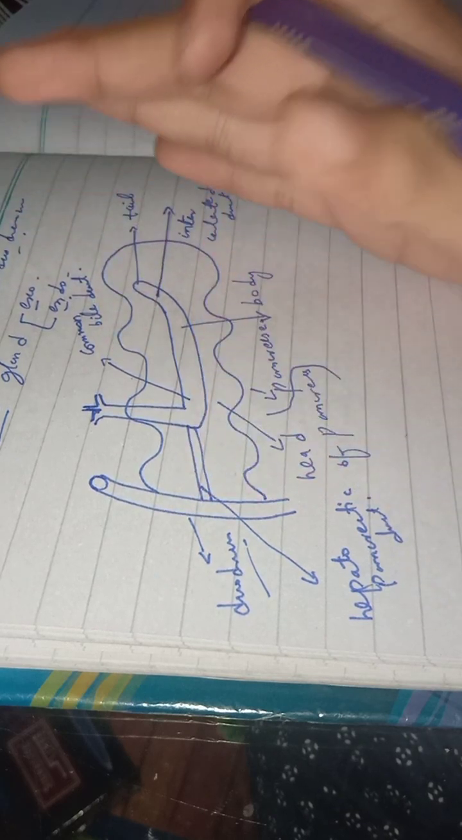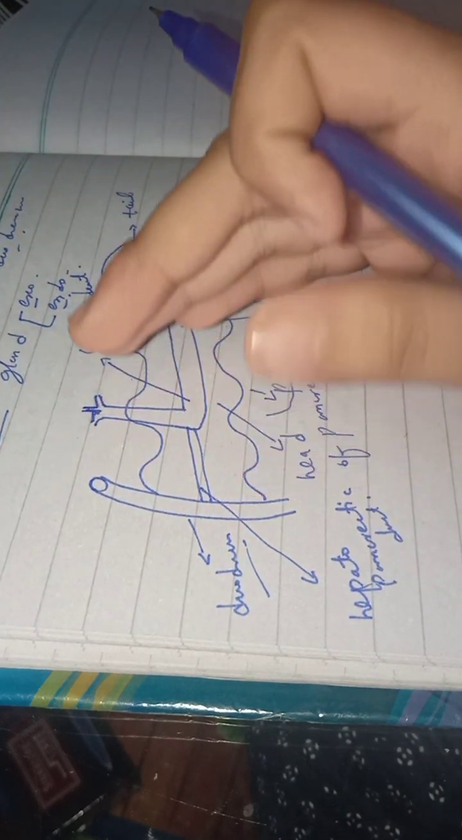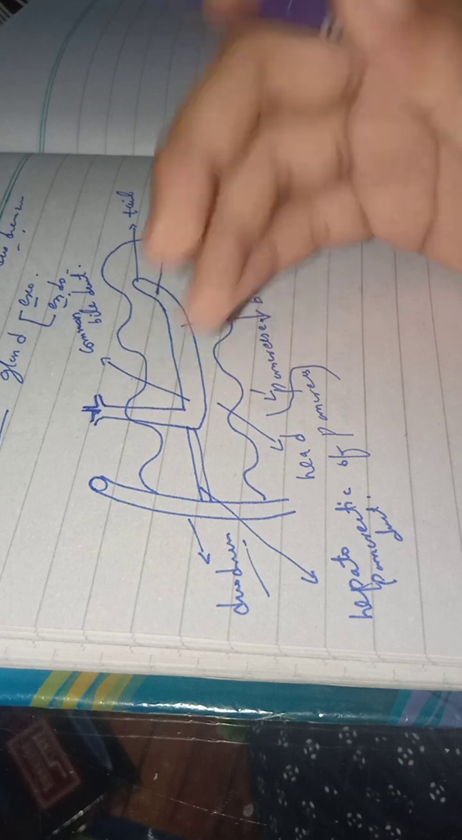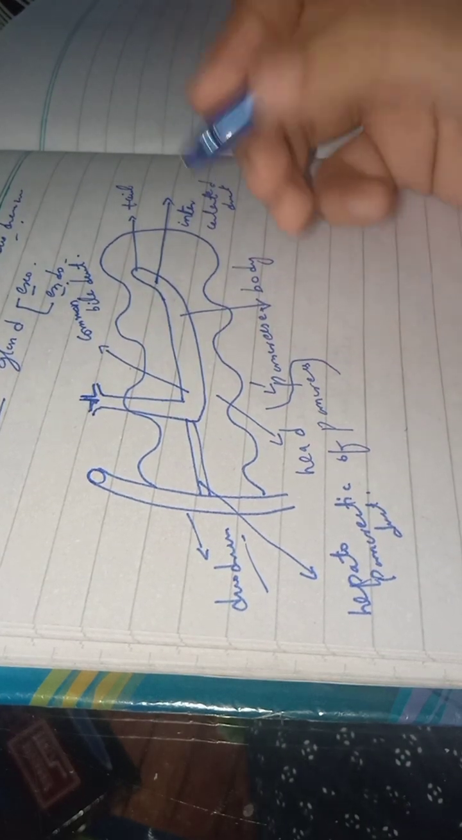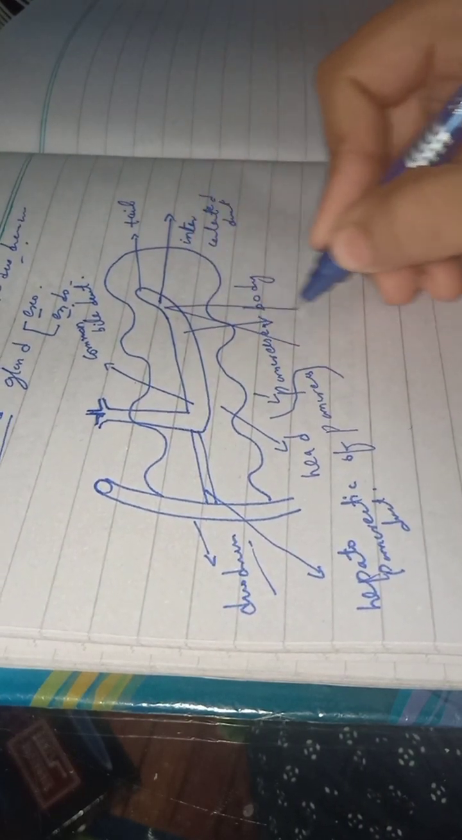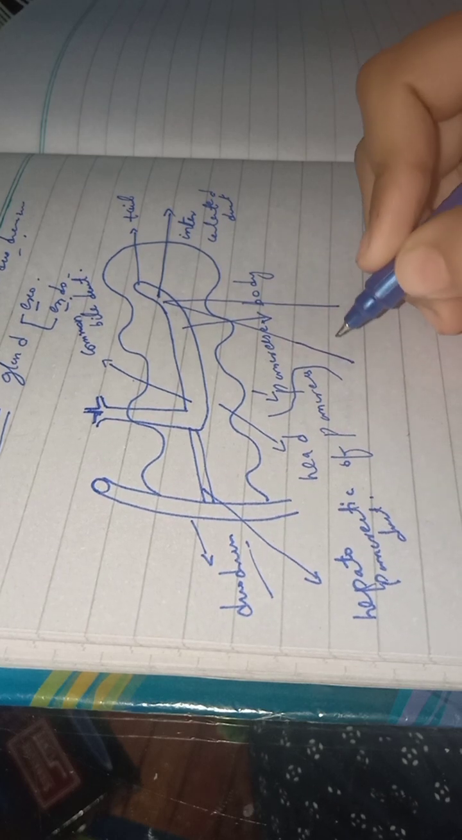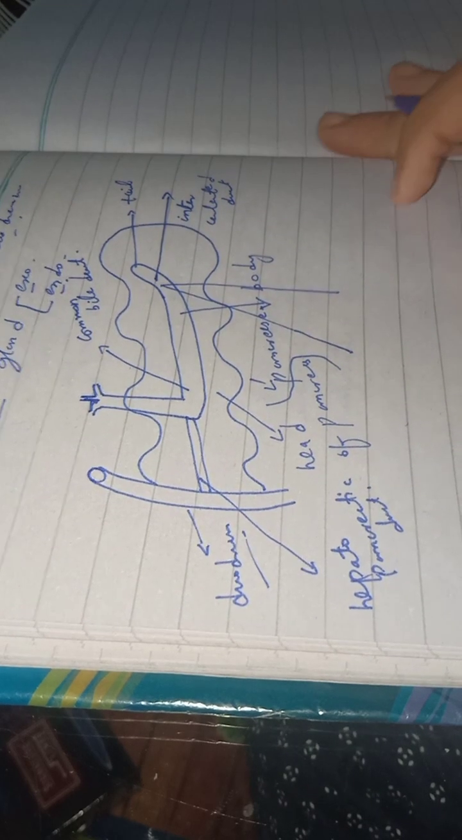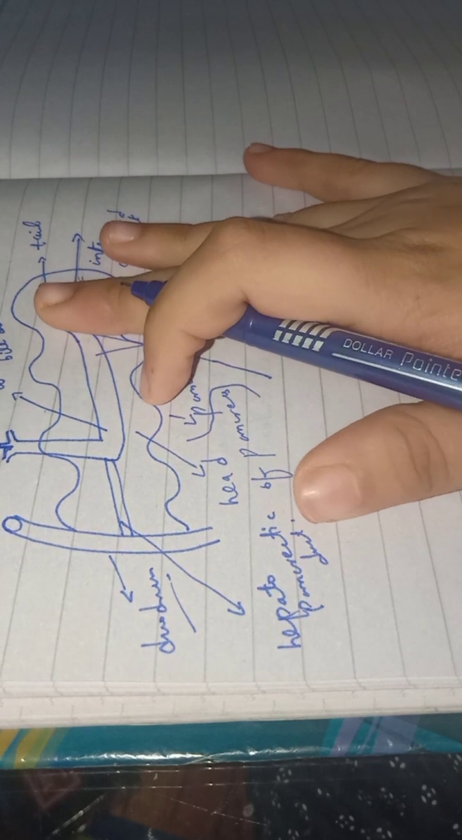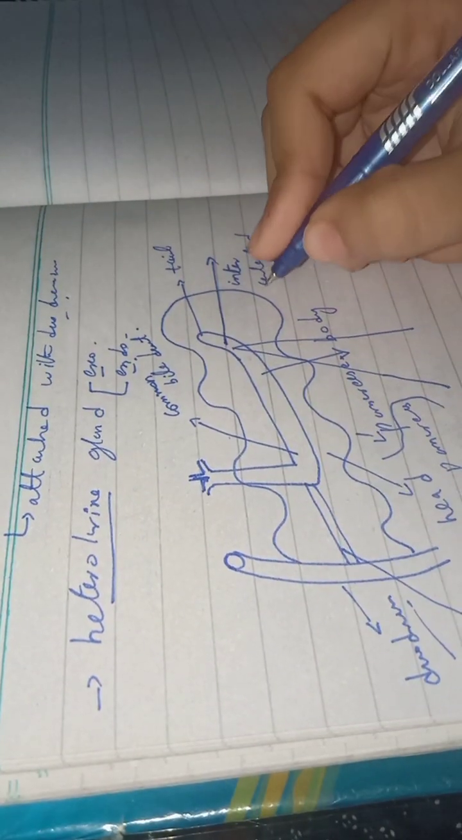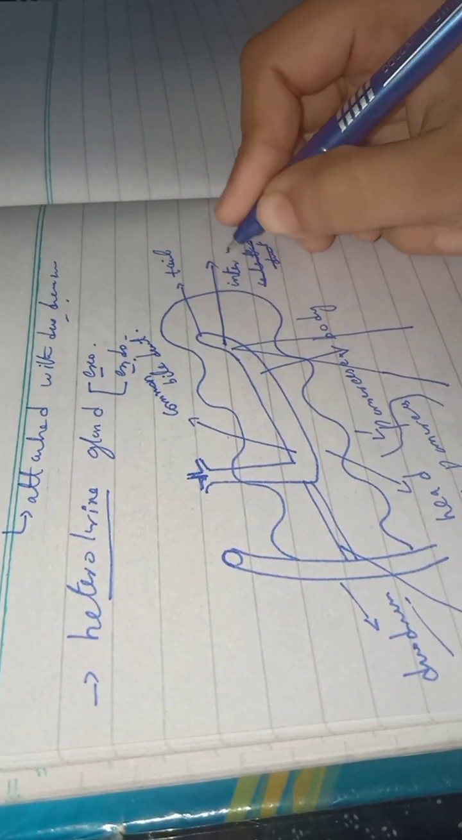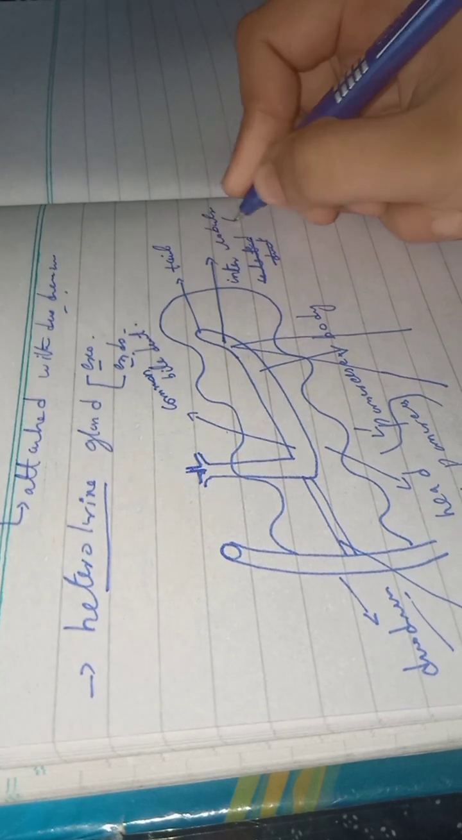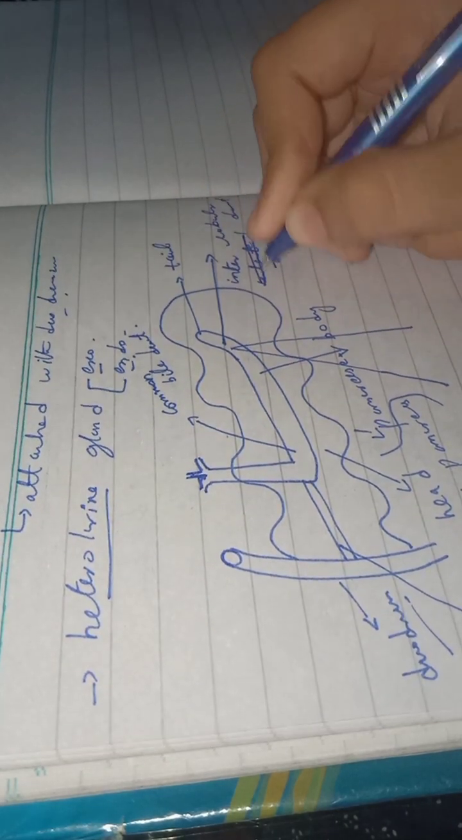Now if we talk about the structure of the intercalated duct, if we magnify this here, basically this is known as the interlobular duct. Interlobular duct, not intercalated duct, sorry. It is known as the interlobular duct. Now if you magnify the structure of the interlobular duct, that is the major pancreatic duct.